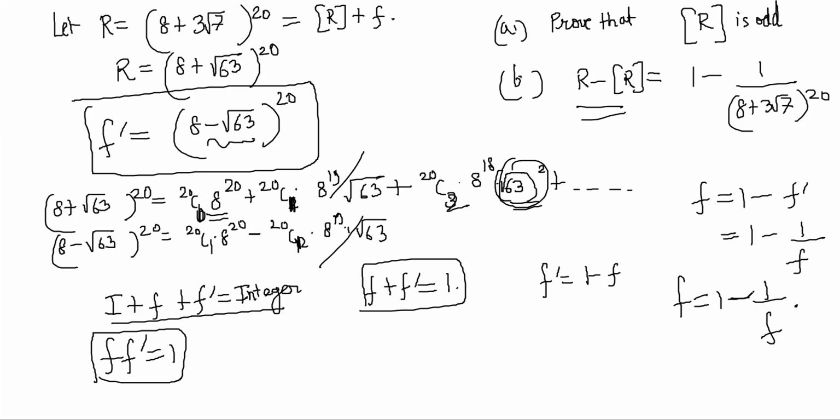I hope this is clear. If there are any doubts on this, you should ask now. You can check f into f dash is coming out to be 1, no? So I'm using that in the last step. Fine.